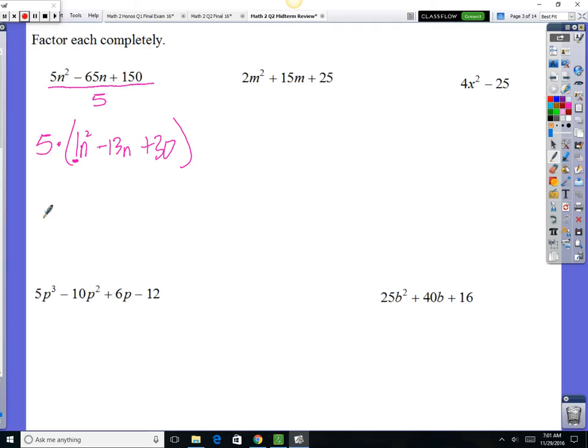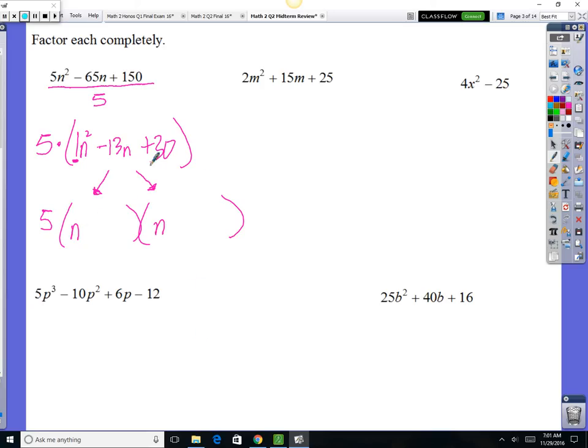We're going to go 5. We're going to try to break this up into 2 factors. So we're going to go like this, and it's going to be timesing to get n squared, so that's just n and n, because n times n is n squared.